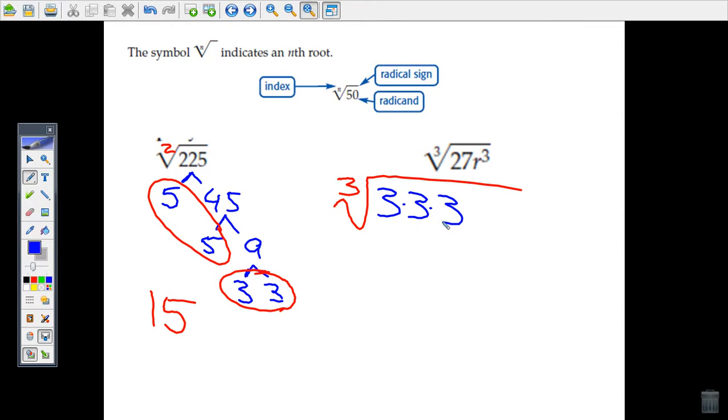And then I have r cubed, so how many r's? Well, r cubed means you take r and you write it as a factor 3 times. Since I'm looking for triplets, how convenient, I have a triplet of 3s.